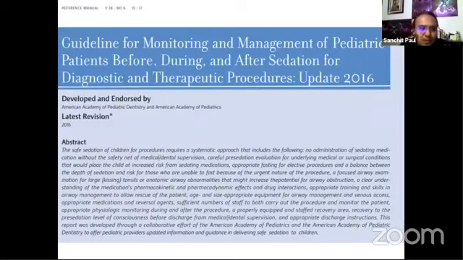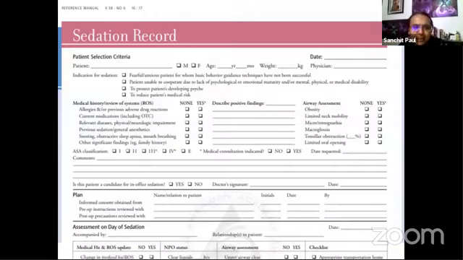Again, the guidelines are the most important thing. Anything is safe if we follow the proper protocol. That's why the guidelines have to be followed, and a proper sedation documentation record should be there, which covers not only medico-legally, but also makes sure that we are always on the safe side of the sedation.